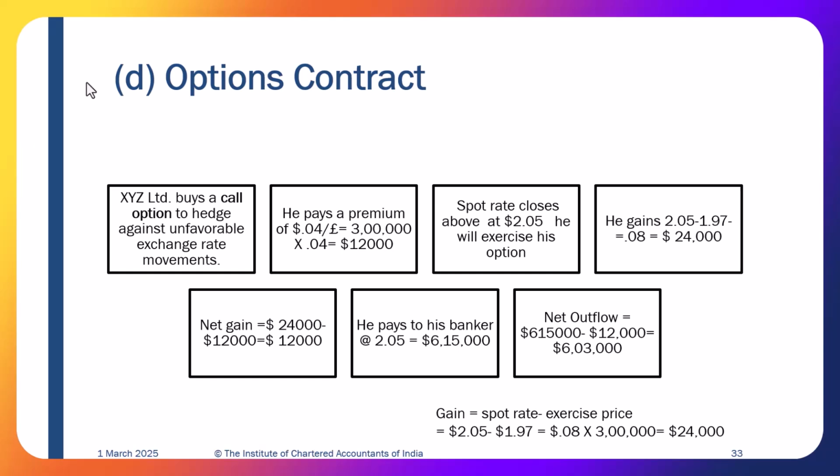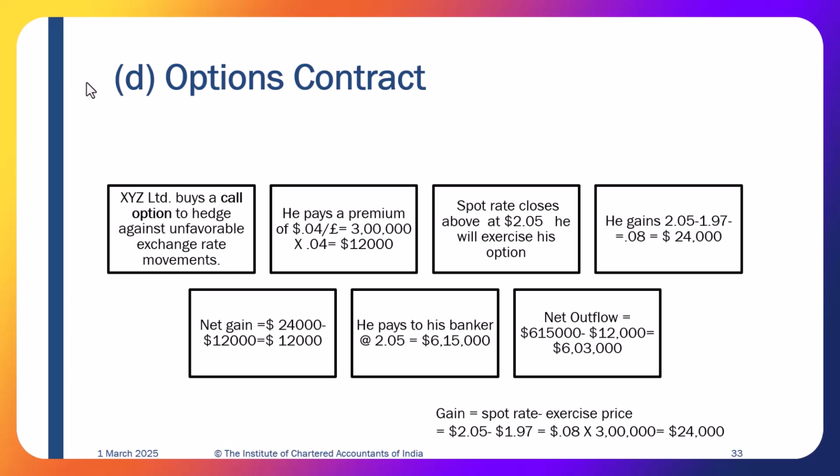$12,000. And when he paid the banker, he asked him for a lot of money. He says the rate is 2.05. So to the banker he paid 6,15,000. From the stock exchange he got $12,000. So his net outflow was 6,03,000.